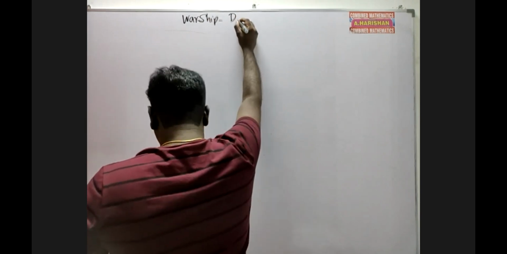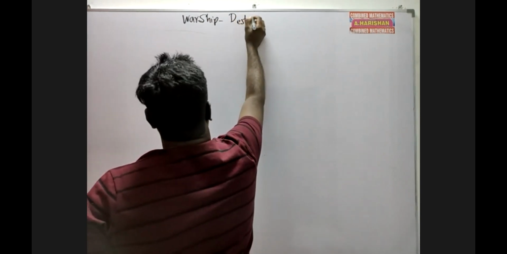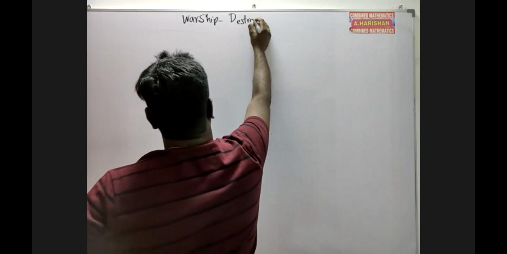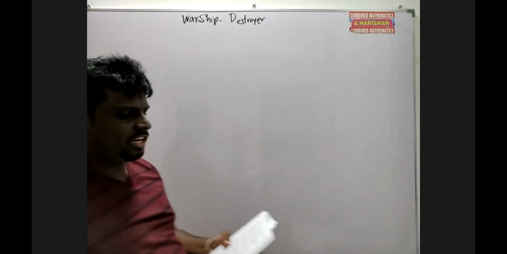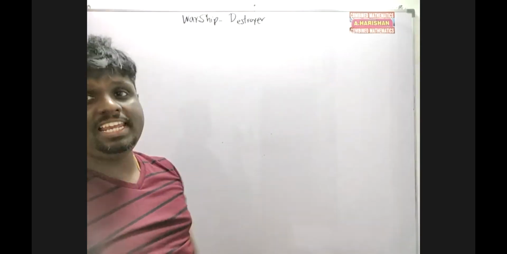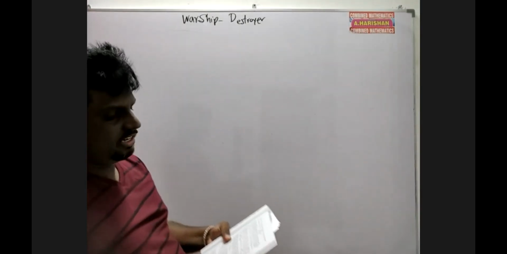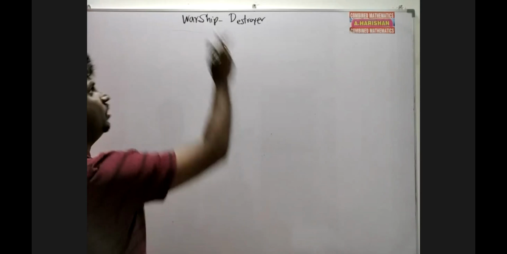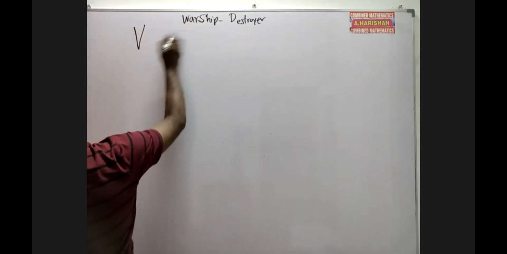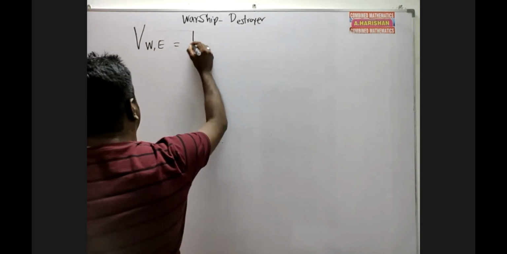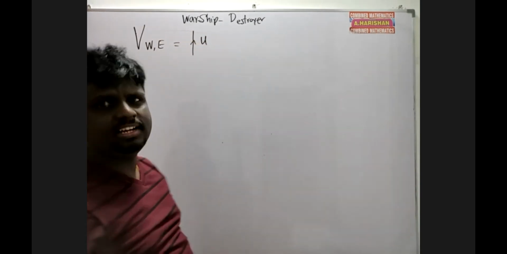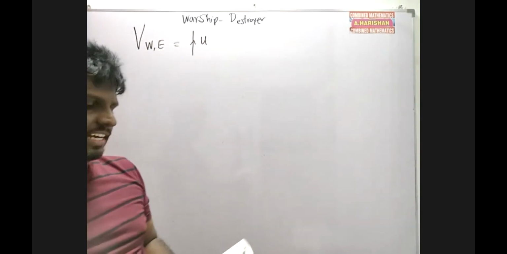I take that as a destroyer, right? Or I can put D also, destroyer. Sailing north at a constant speed of u. Sailing north, that means due north. So warship W with respect to Earth, north u. That's it. Conversion is finished. One conversion is finished.